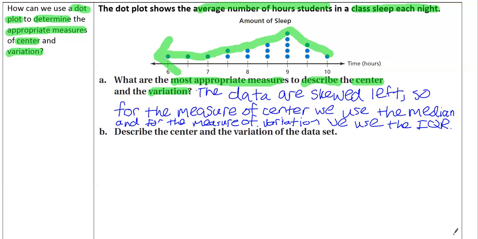So describe the center and the variation of the data set. And so right now, we're actually going to find these. It's not that hard. We can construct the data set with a dot plot. We can't do that with a histogram, but we can with this. There's one 6. There's one 6.5. There's one 7. There's two 7.5s.